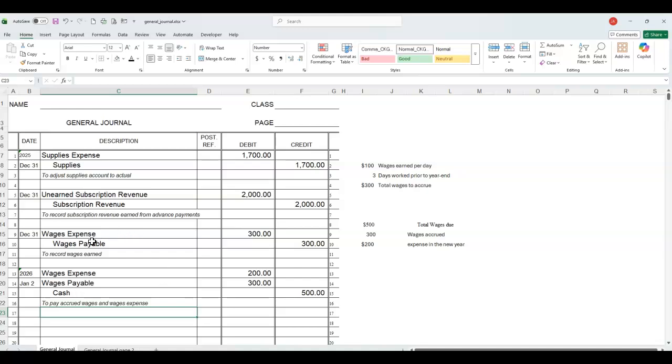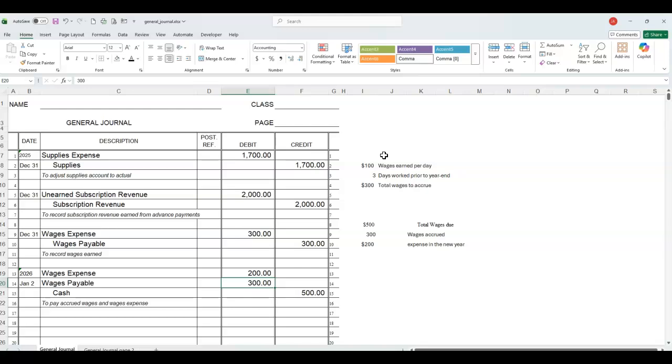But you can see we credited wages payable, a liability at the end of last year. Now we debit it, so that wages payable doesn't exist anymore. That account is at zero after January the 2nd. But at the end of the year, we had this liability, and we recorded the expense for that liability in the prior year. This is an accrual of an expense.